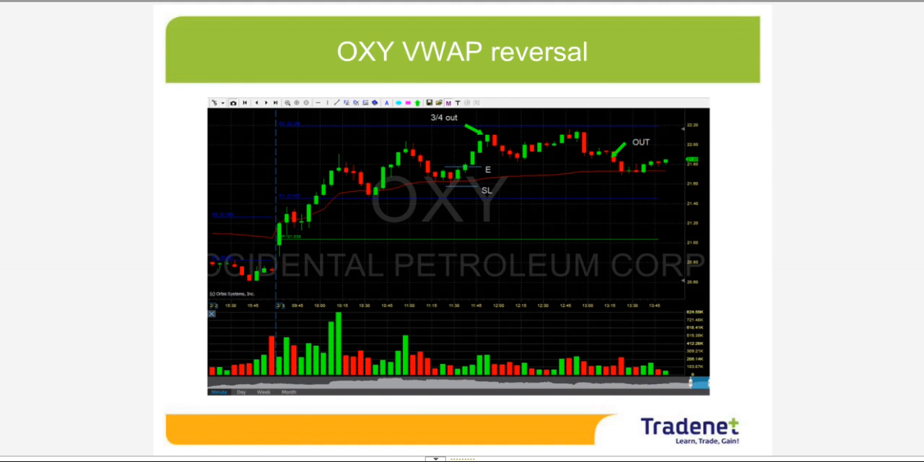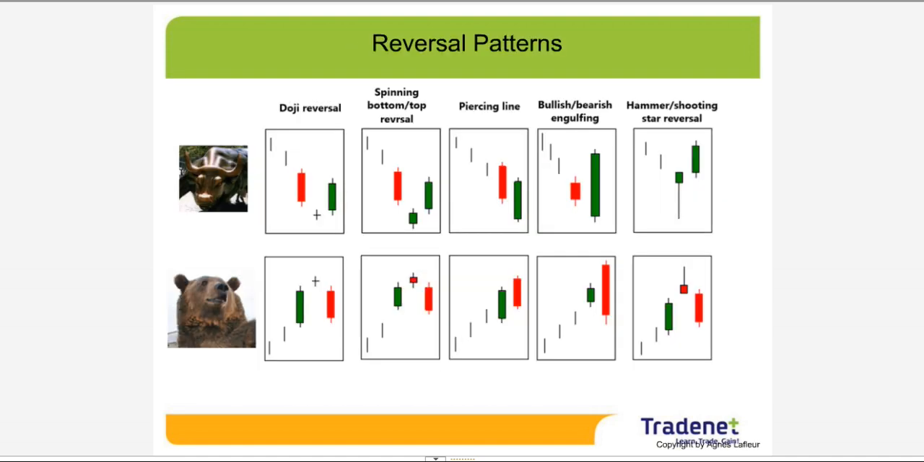So when it is reaching the VWAP, we have only one thing to do. Wait for the right reversal pattern. What are the reversal patterns? I'm just going to show you now. These are the right reversal patterns, and now it's really familiar for you from the Star Trader course, but listen, these are the best. Doji, spinning bottom, spinning top, piercing lines, bullish bearish engulfing, and hammer and shooting star reversals.